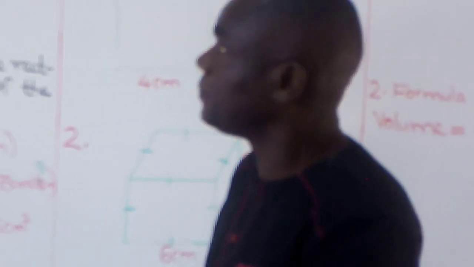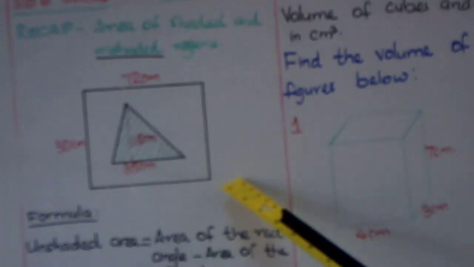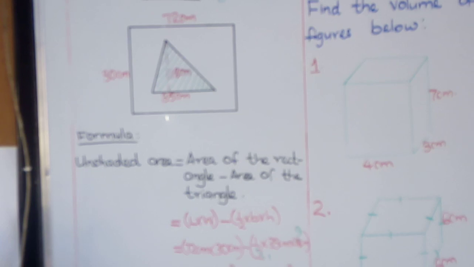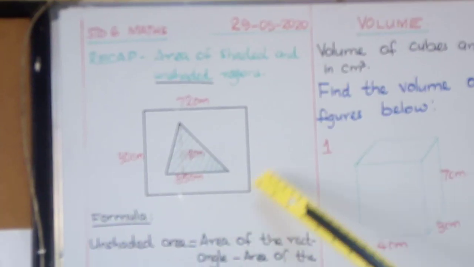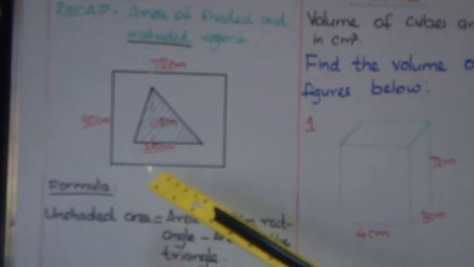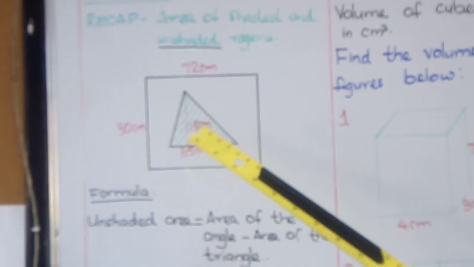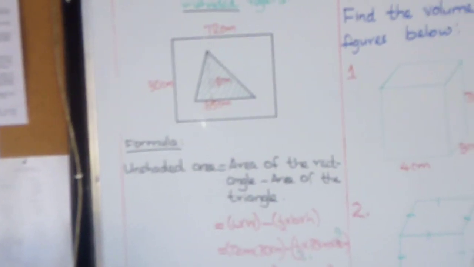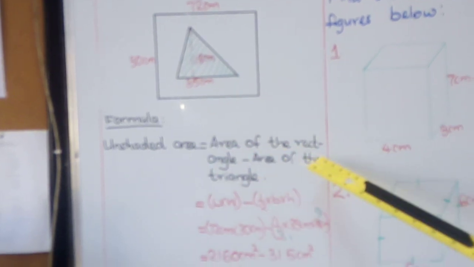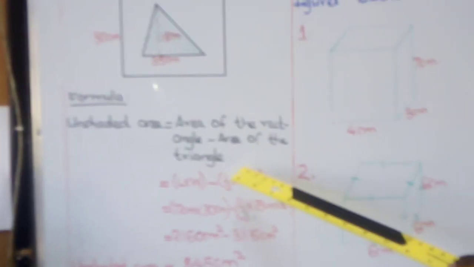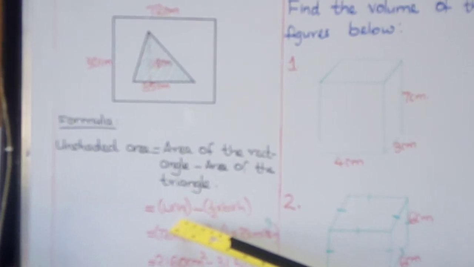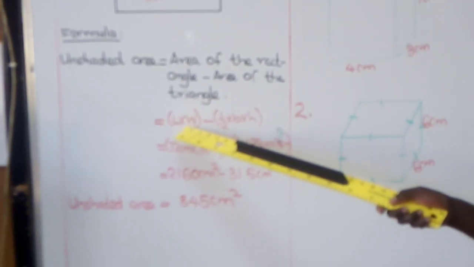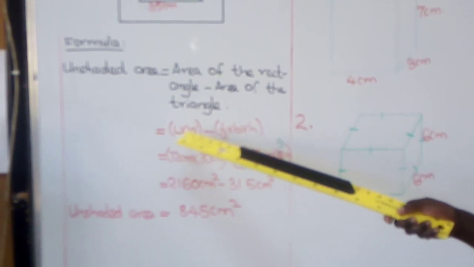And it is here, the area of shaded and unshaded regions. Here we are finding the area of the unshaded region. I hope you can identify the diagrams here. We have the rectangle outside, and inside it there is a triangle. So there are two shapes here, one inside the other. The formula is: area of the rectangle subtract the area of the triangle inside. I have written the formula for the area of the rectangle: length multiplied by width.